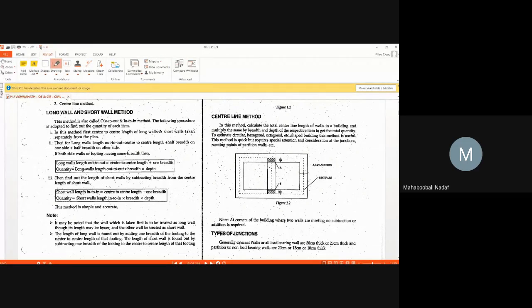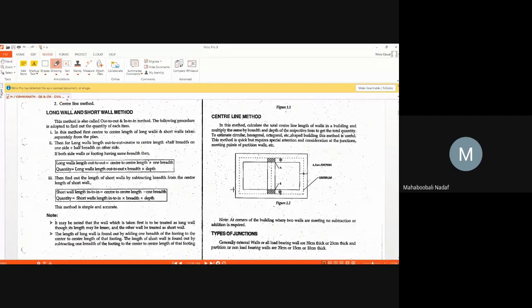In the long wall, short wall method, for the long wall, center to center plus breadth is the actual length, and for the short wall, center to center minus breadth. Whereas in the center line method, the total center to center line is calculated and the correction for junctions is subtracted. That will be your corrected center line length, multiplied with breadth and multiplied with depth. Simply like that.